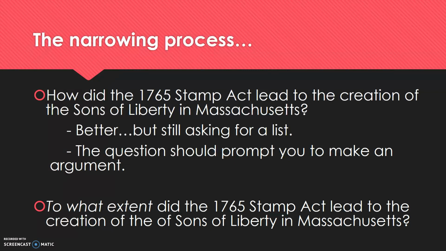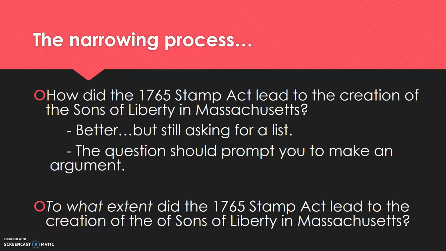So it's definitely a better question, but it's still asking for a list. The how part in the beginning of this question is basically asking for this way and this way and this way, a list. So if I say, to what extent did the 1765 Stamp Act lead to the creation of the Sons of Liberty in Massachusetts?